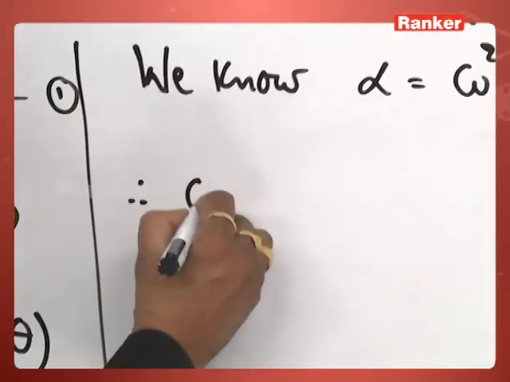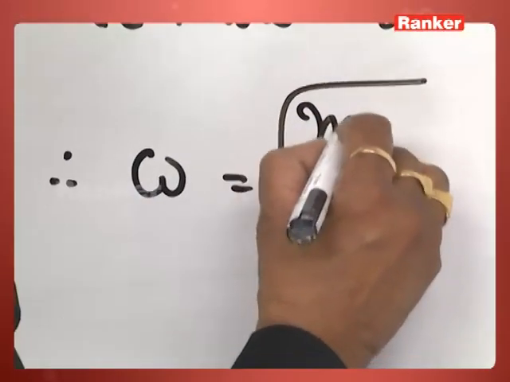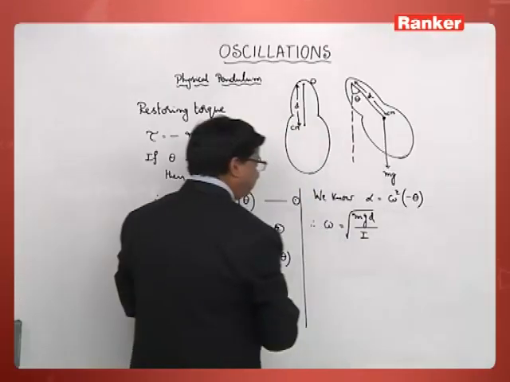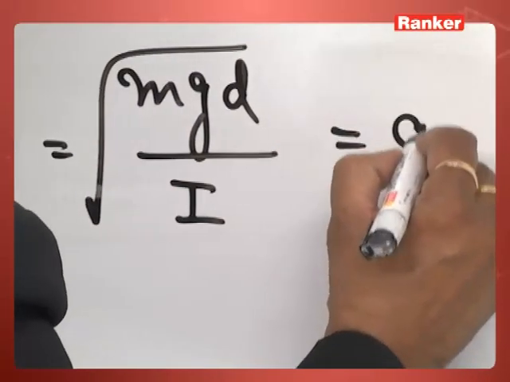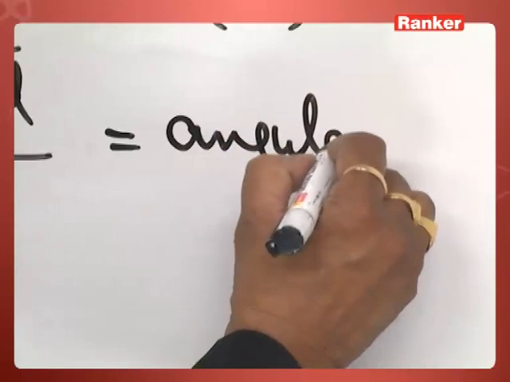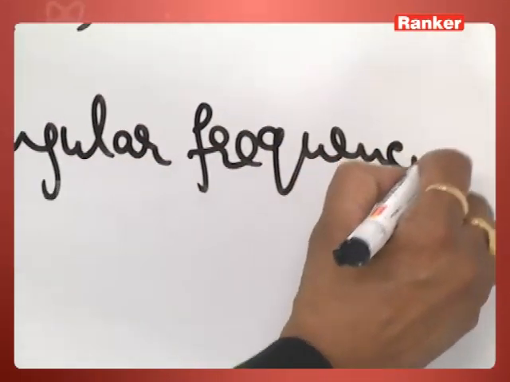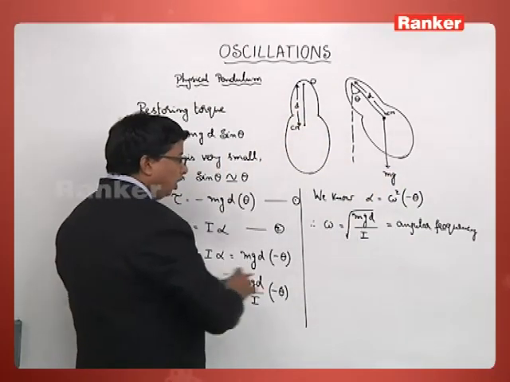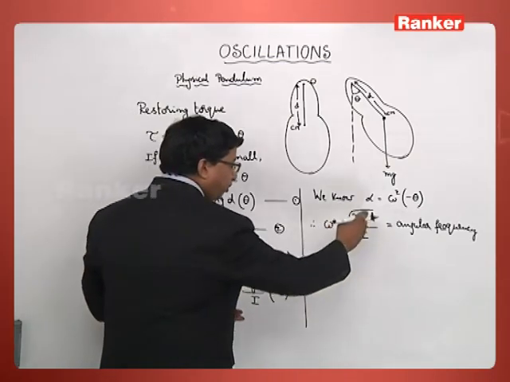Therefore, what would be the value of omega now? Omega becomes root over mgd by I. What is this omega called over here? This is what we call the angular frequency. So, what is the corresponding formula for the angular frequency of this physical pendulum? It is root over mgd by I.